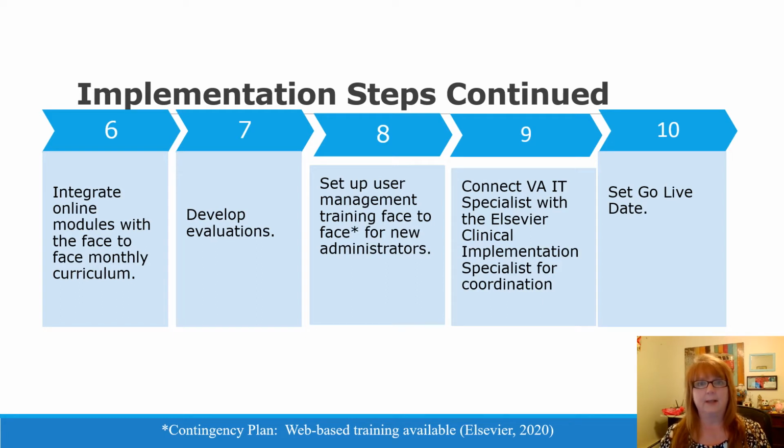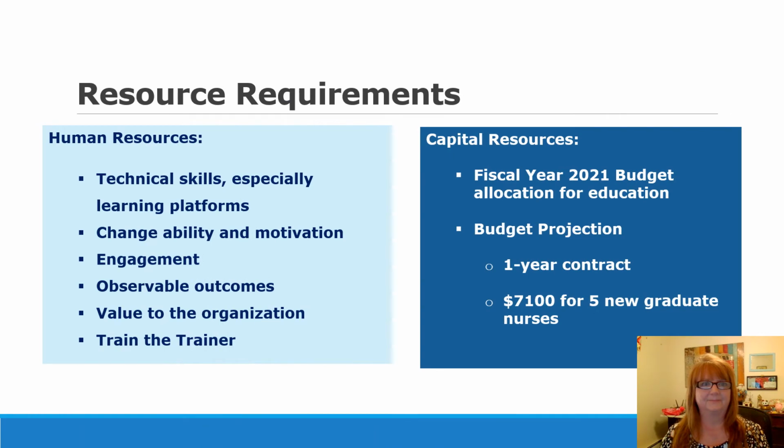Number eight, we will set up user management training face-to-face for our new administrators. If for some reason the account manager cannot make it, then we do have the contingency plan of web-based training. So number nine, we're going to connect the VA IT specialist with the Elsevier clinical implementation specialist for coordination. And that gets us to our exciting number 10, which is to set a go live date. Once we do that, the workflow should be active. User management will be activated so that we can set up cohort groups and their access.